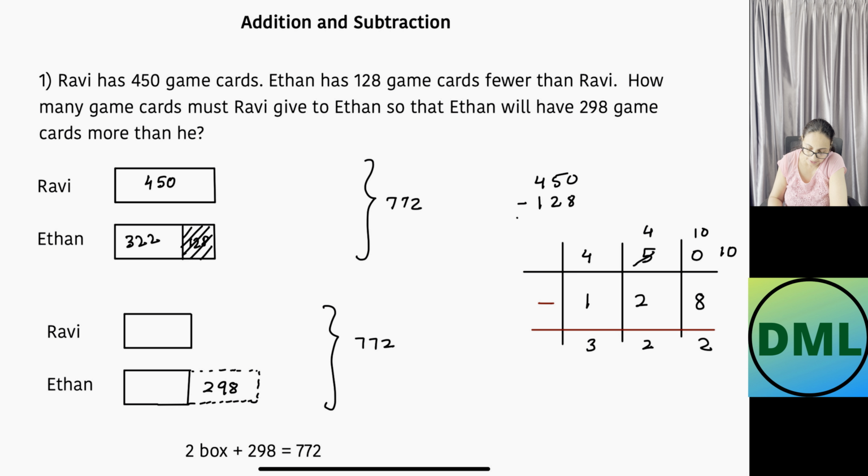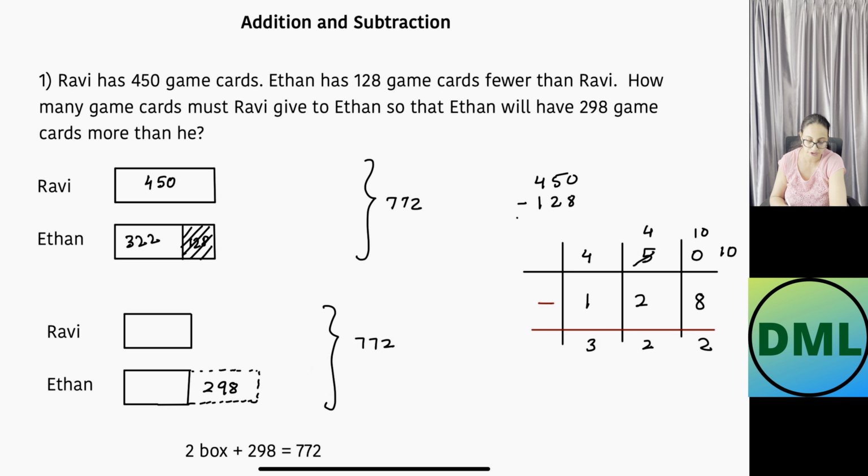After that, they are asking how many game cards must Ravi give to Ethan. So that means now Ravi is giving some game cards to Ethan. So the box of Ravi must be smaller than before. As you can see, I have made a smaller box for Ravi and he has given a few cards to Ethan. Then Ethan will have 298 game cards more than he. So the box for Ethan is the same as the box of Ravi, but he has an extra 298 game cards. As you can see, now you have two boxes plus 298 game cards.